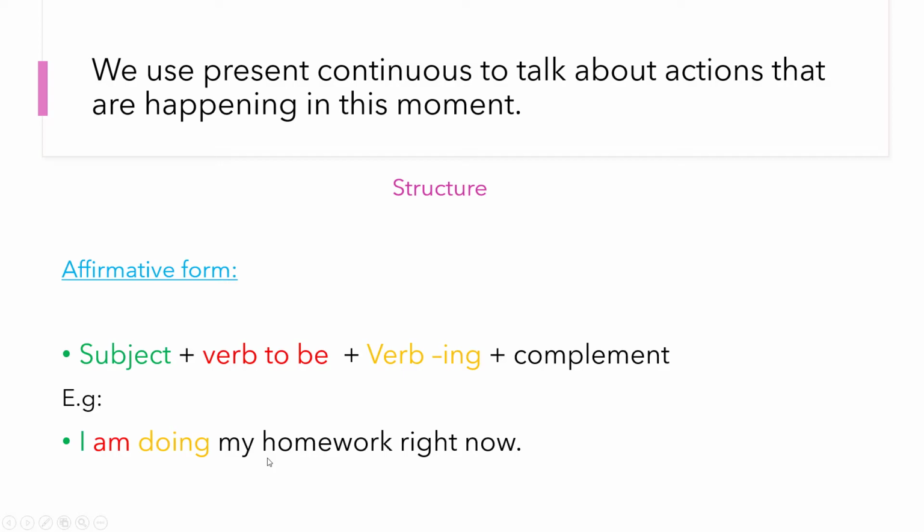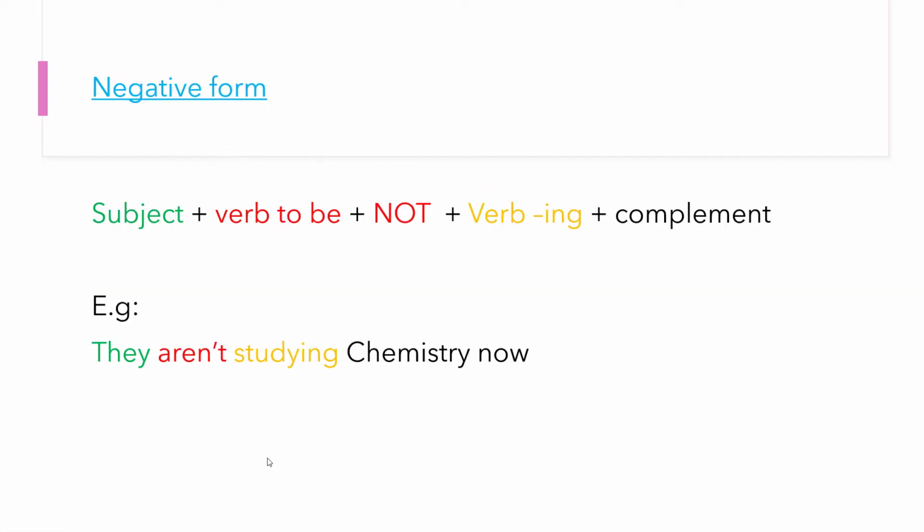Let's see the negative form. Negative form. First, the structure. You have to use a subject, then the verb to be, and then not, because it's the negative form. Then the main verb with the ing form, and finally the complement. So let's see the example.